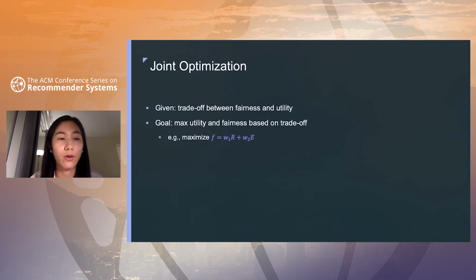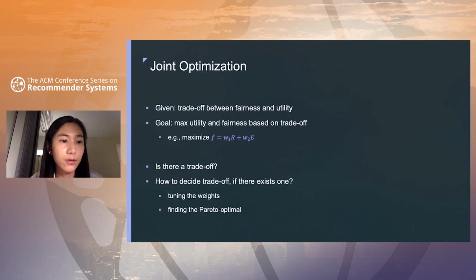Okay. Naturally, the third type of optimization policy is joint optimization, where usually we are given the trade-off or we are learning about the trade-offs between fairness and utility, and our goal is to maximize the utility and fairness based on the trade-off. So for instance, the simplest and most straightforward approach is to do a linear combination of the two factors with different weights. But here, there's a very important challenge or question. Is there a trade-off? Right? If there's not a trade-off, then why would we want to maximize based on the trade-off? And the second question to ask is, if there's a trade-off, how do we decide the trade-off?